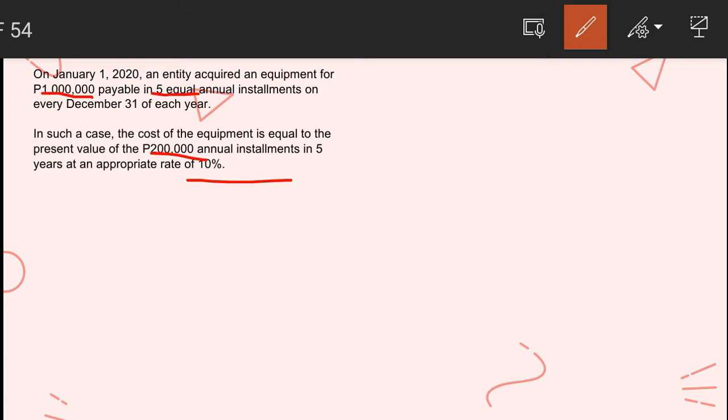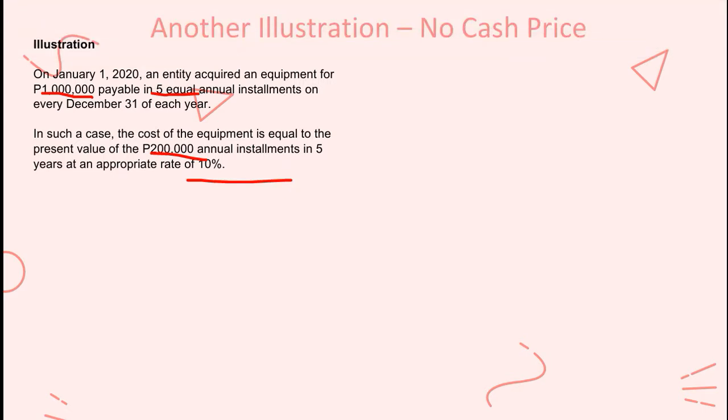So where does the 10% come from? The rate of 10% is assumed to be the prevailing market rate of interest. It is as if the entity researched the market rate for notes payable and it turned out to be 10%, the effective rate of interest. Okay? So now we have the rate. What we have to calculate is the cash price, since there is no cash price yet. So how do we calculate the cash price?